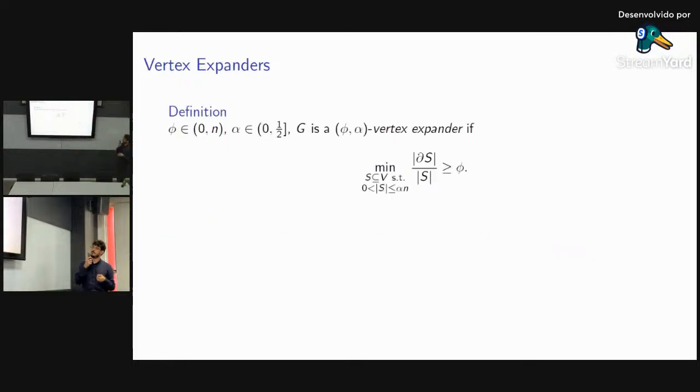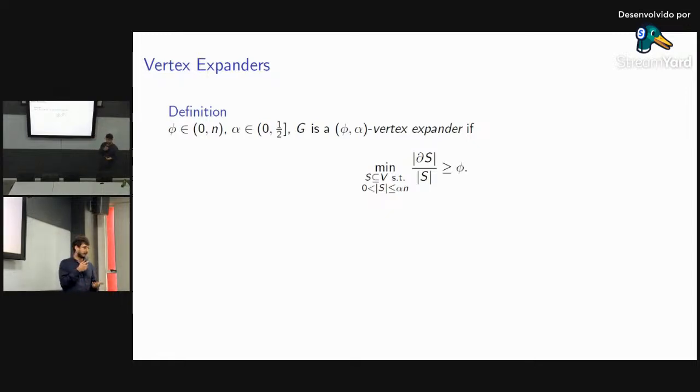So let's go to this definition. Let's see if I can manage to give a sense of it. Basically, we have this parameter phi, which we call the expansion of the graph. In the classical definition of vertex expanders, it goes from 0 to 1. So we extend this range to be from 0 to n.